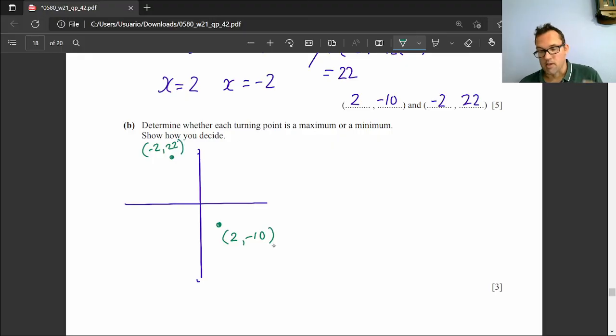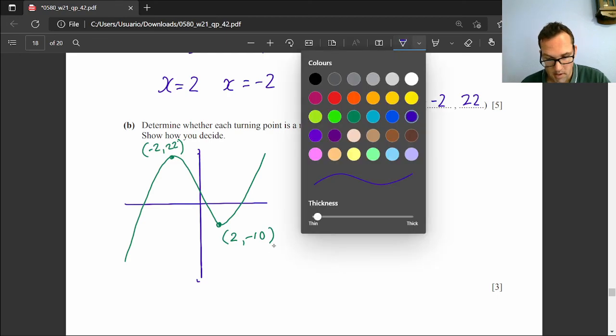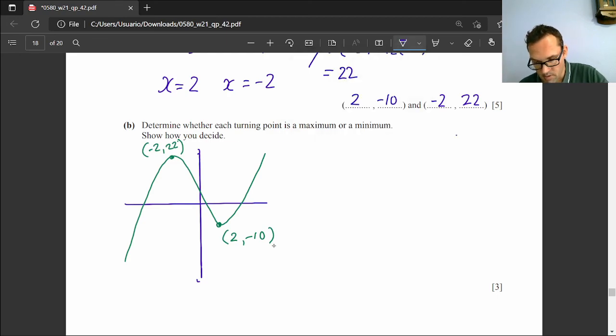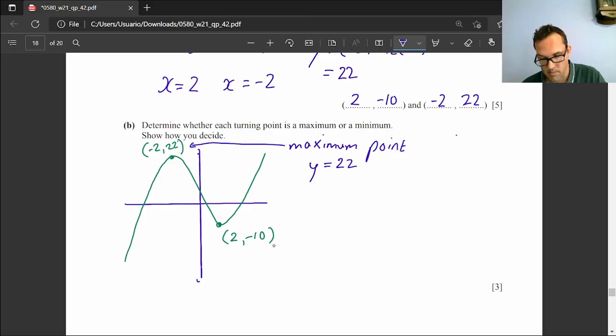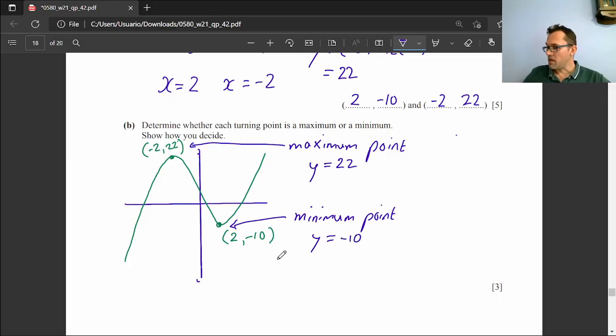Okay. And knowing what a cubic graph looks like, you can draw a line like this. All right, and that clearly shows where the maximum and the minimum point is. We can say the maximum point, also known as the maximum point, because the y value is the highest, and this here is the minimum point. The y value is also the lowest. That should be clear enough to give you your full marks.